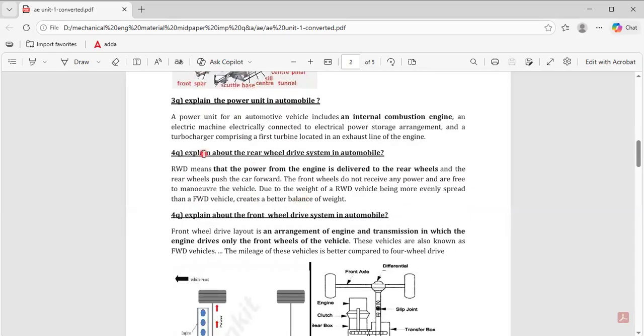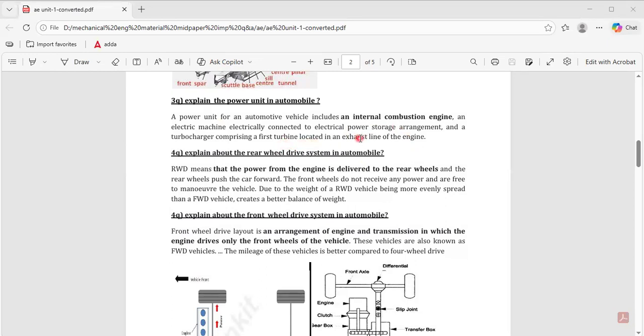Now the third question: explain the power unit in the automobile. So what is happening? Okay, so explaining the third question. Explain about the power unit. I'm continuing this: explain the power unit in the automobile system.